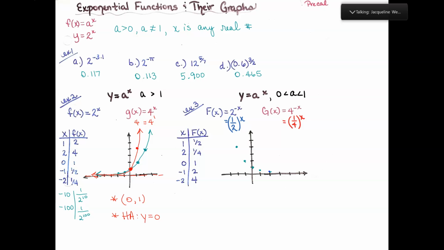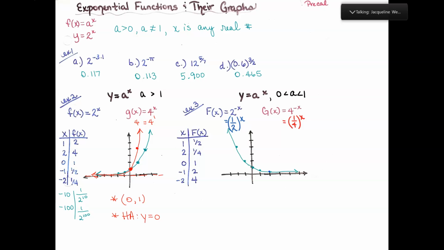1/4. If I plug in 0, 1/2 to the 0 is 1. So there's that landmark again, right? If we plug in -1, you have 1/2 to the -1, or 2 to the -1. That'd be 2 to the +1, that'd be 2. And then if we plug in -2, 1/2 to the -2 just means 2 to the +2 in the numerator, right? Or 4.